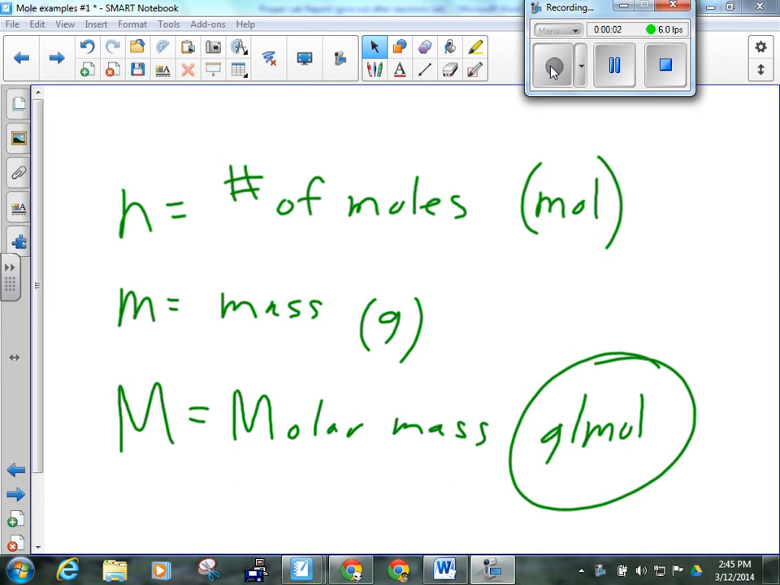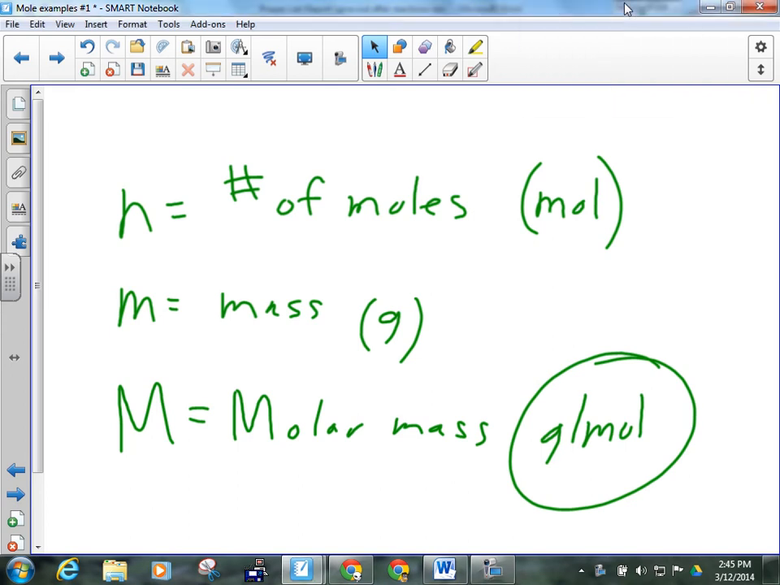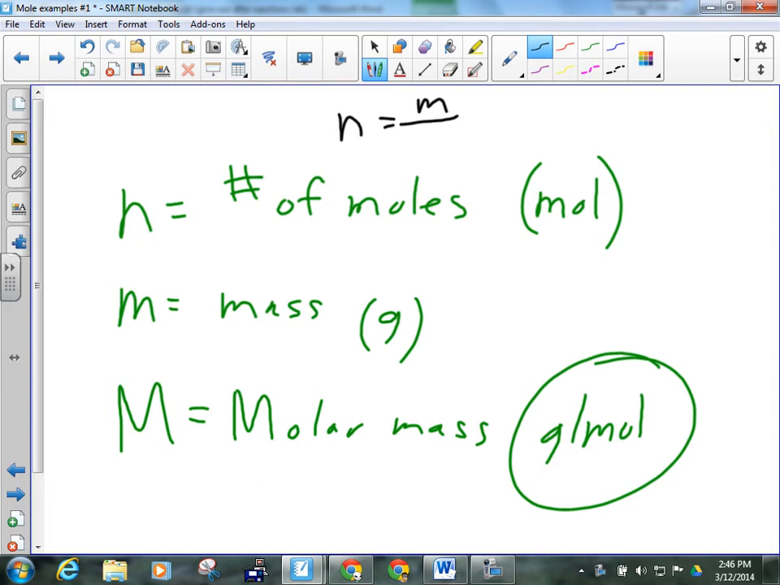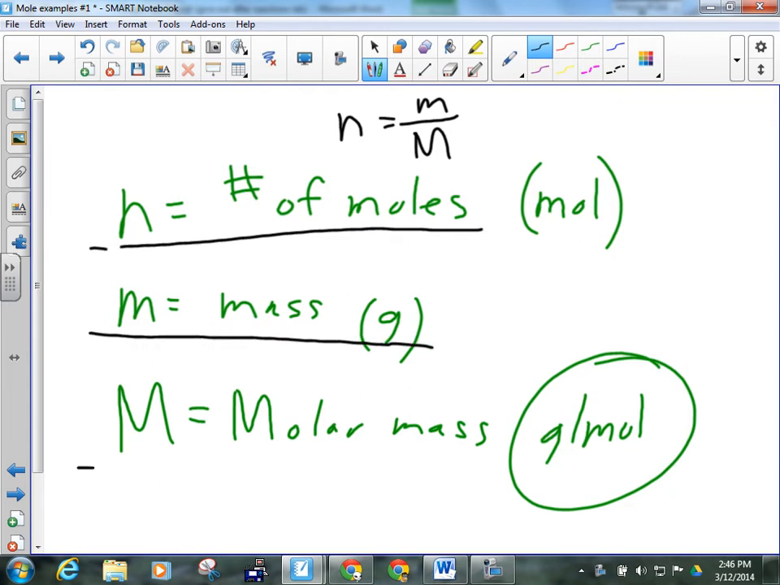Okay, a couple things to review here. First off, the mole equation looks like this: n equals little m over big M. Remember that n is the number of moles, little m is the mass in grams, and big M is the molar mass in grams per mole. Grams per mole, the molar mass, is what we get by adding the numbers from our periodic table together.